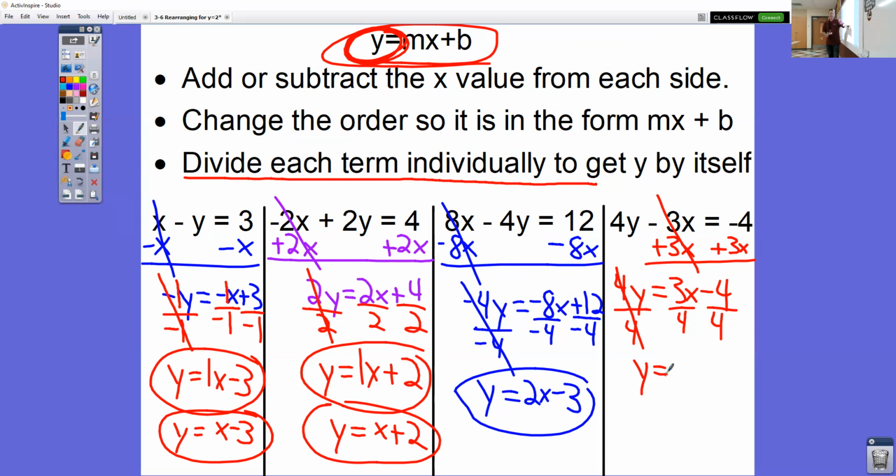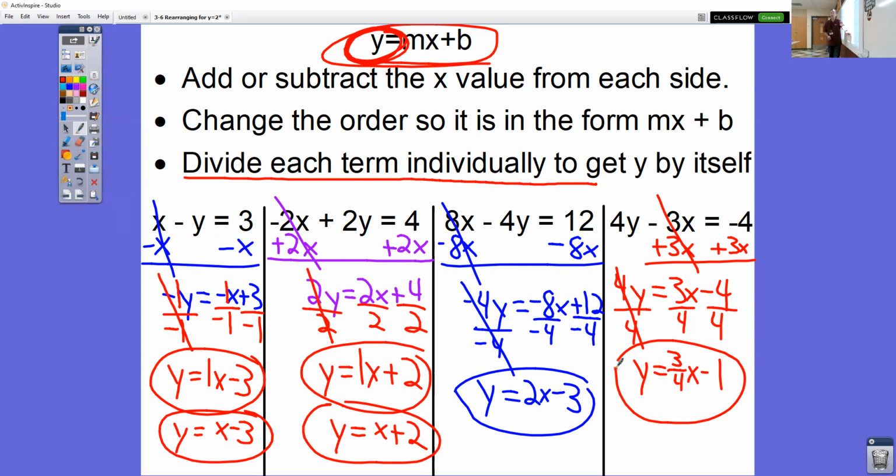Slope is the number that's in front of your x. Slope can be left as a fraction. Anytime you get a number that is not evenly divisible into the other one, you just want to leave it as a fraction. So we can leave this as 3/4 x. Negative 4 divided by 4 is negative 1, and we can leave it just like that. Y equals 3/4 x minus 1.